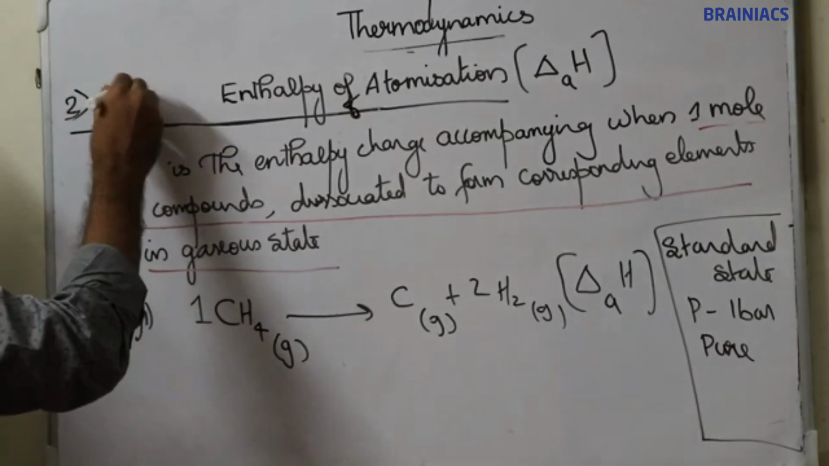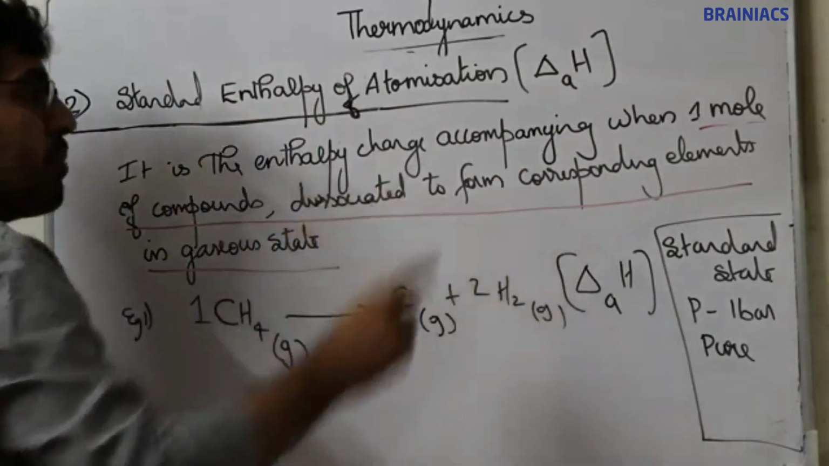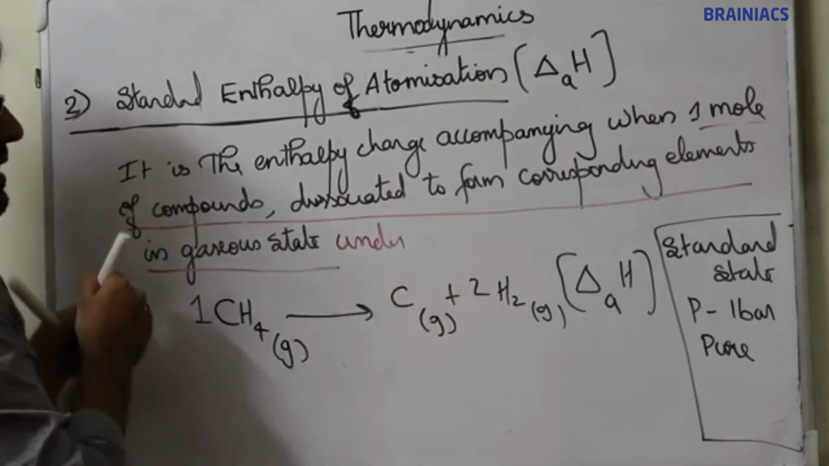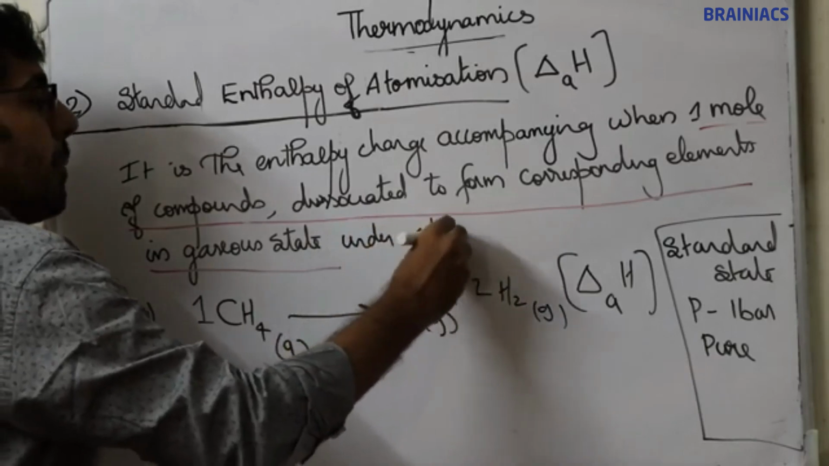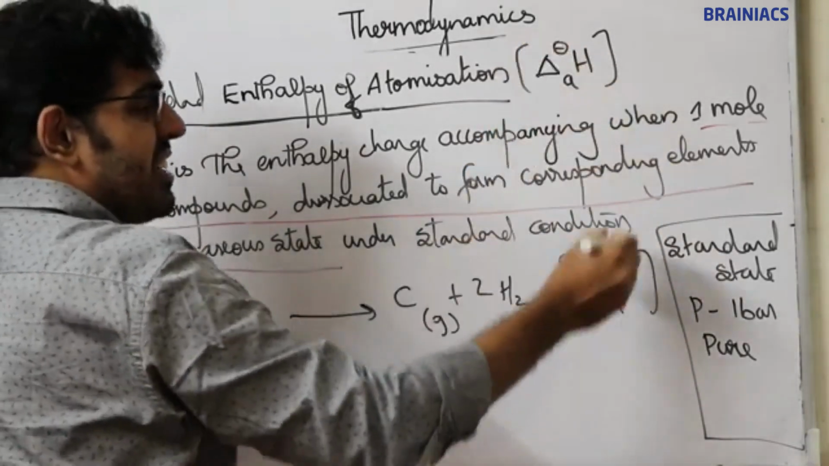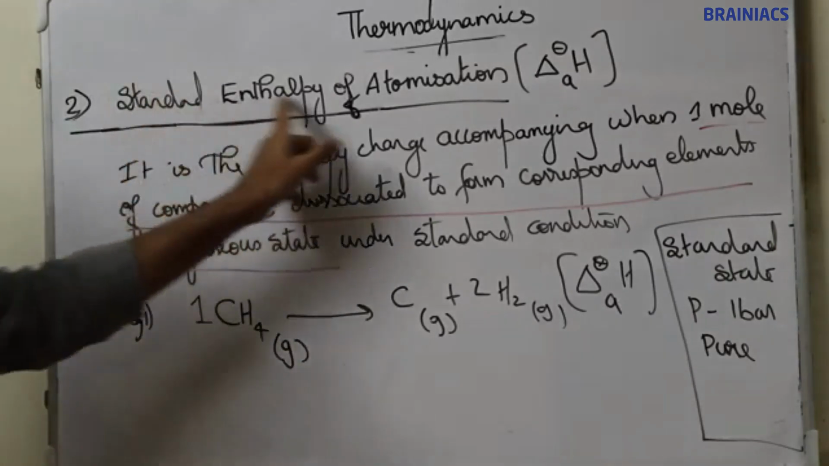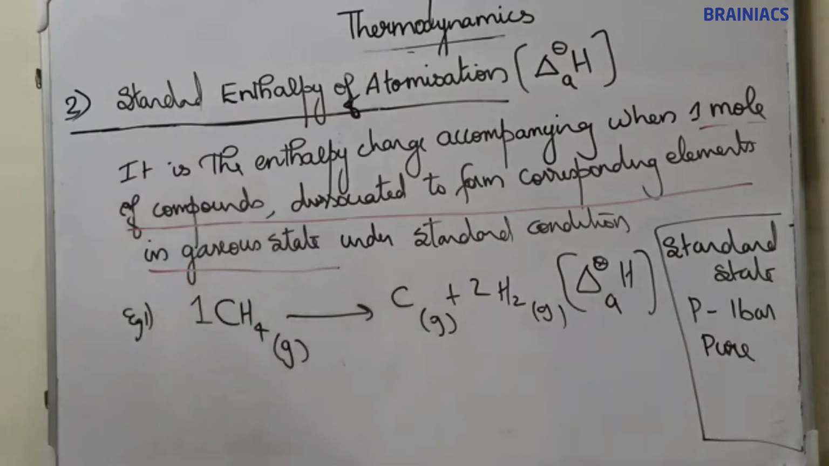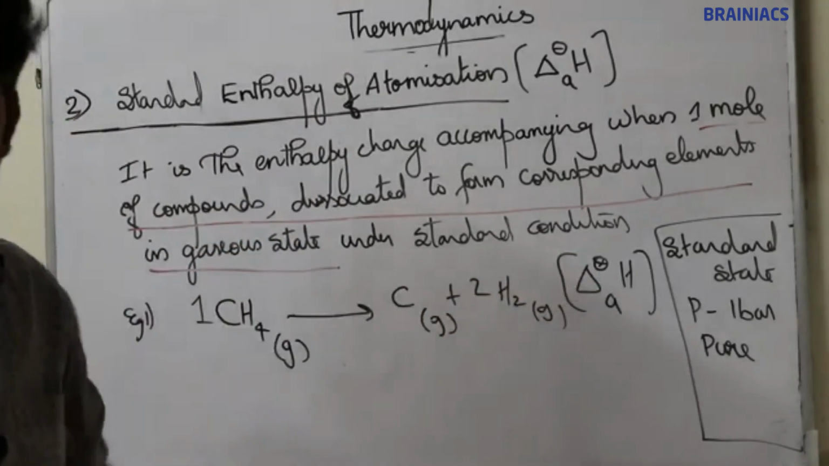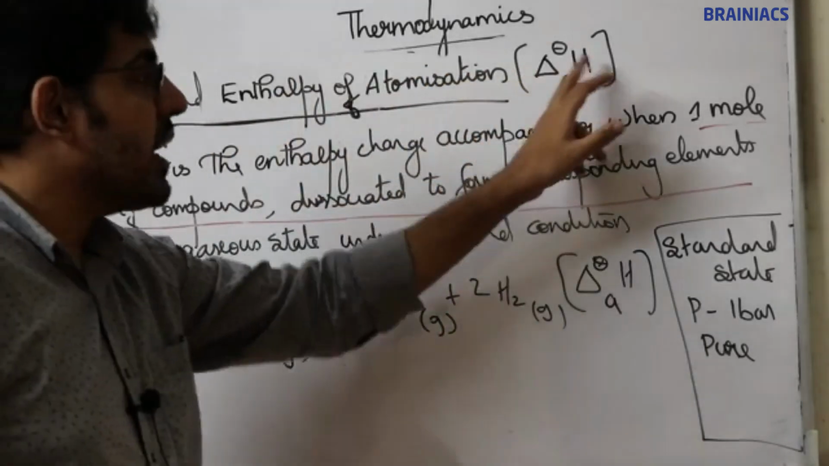I think it's clear. Now what is standard enthalpy of atomization? It is the enthalpy change accompanying when 1 mole of compound dissociates to form corresponding elements in gaseous state under standard condition or standard state, represented by delta HA theta. So if an atomization reaction occurs under standard condition, then the enthalpy change is known as standard enthalpy of atomization. I think it's clear till here.